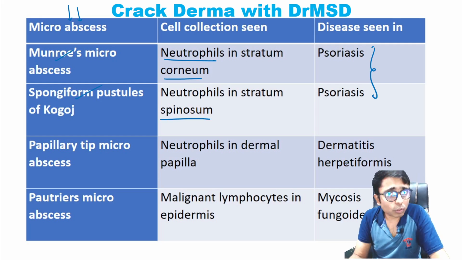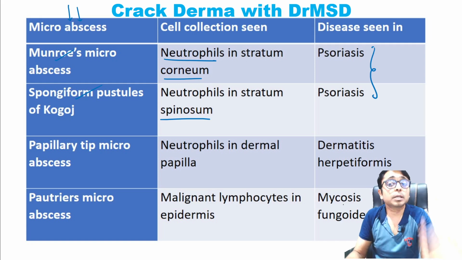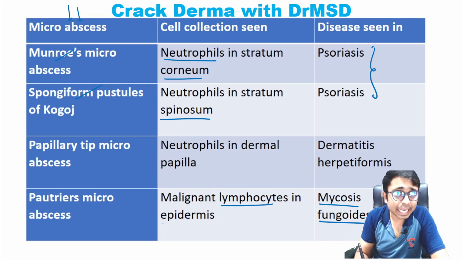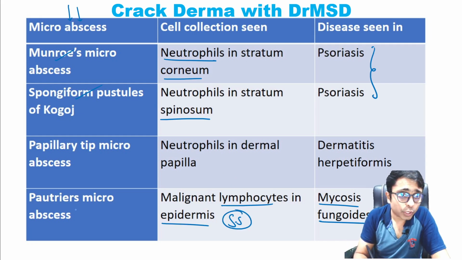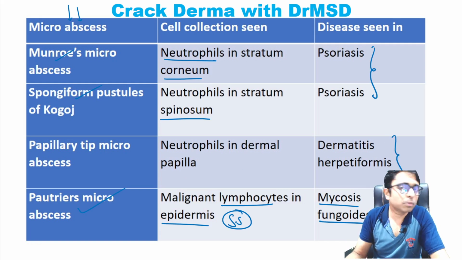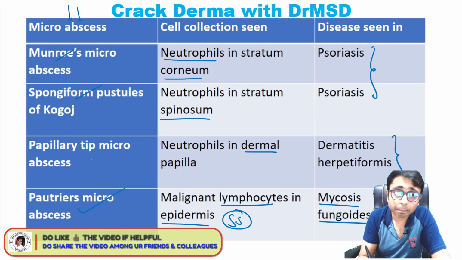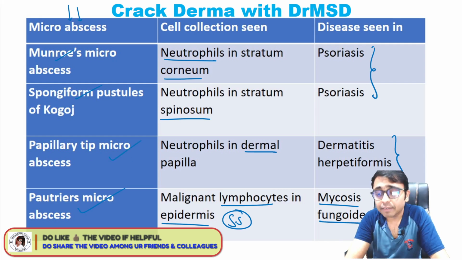So there are two more conditions, out of which the most important we can say is mycosis fungoides, which is the most common type of cutaneous T cell lymphoma. Here the atypical lymphocytes will be seen in the epidermis and precisely stratum spinosum, whereby this collection is referred to as Pautrier's microabscess. And the other condition is the vesiculobullous disorder dermatitis herpetiformis, in which there will be a collection of neutrophils in the dermal papilla. Papillary tip microabscess is the name given to this.